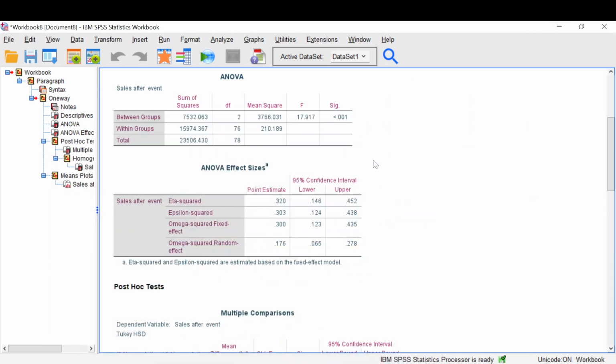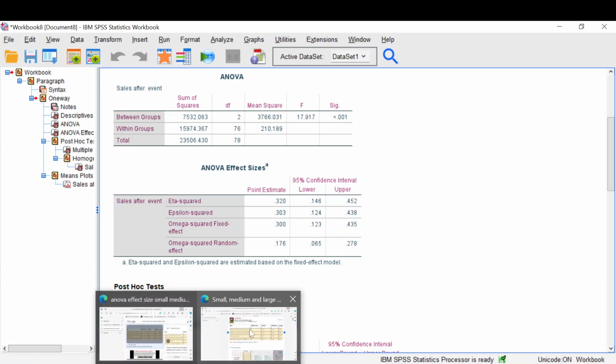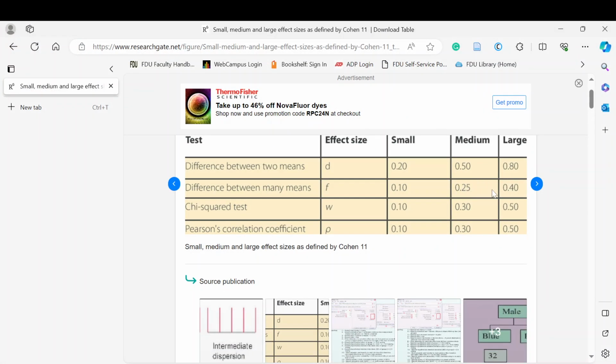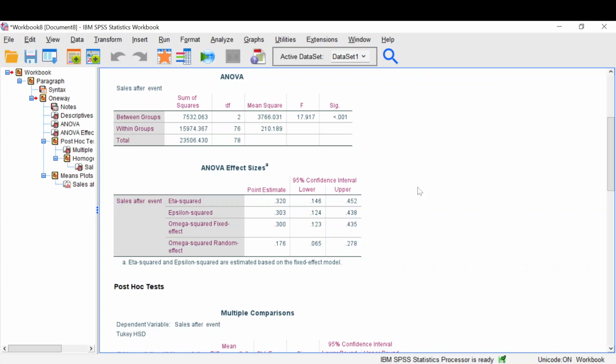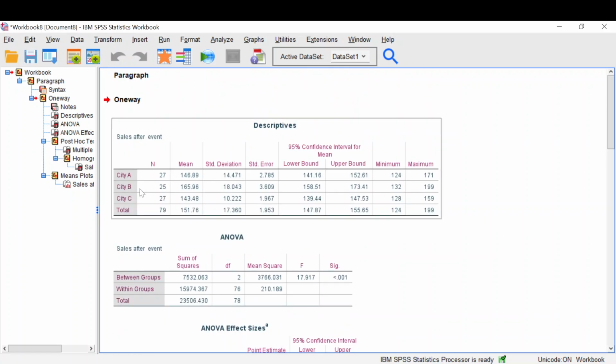So let's go back to our data, and we'll see what our point estimate is. That's how they report it. So our point estimate, eta squared, is 0.320, right? So let's come back one more time. 0.320 fits somewhere between a medium and a large effect size. So in other words, that's saying that we have a moderate to high effect size, meaning that the difference between city B's unit sales and city A and C is moderate to high in terms of difference.